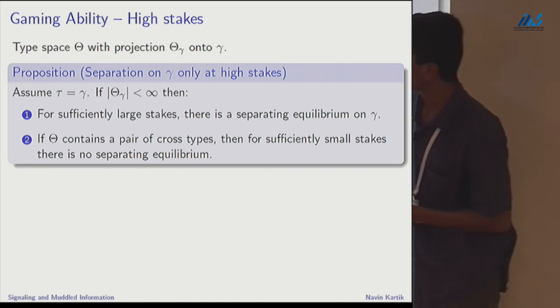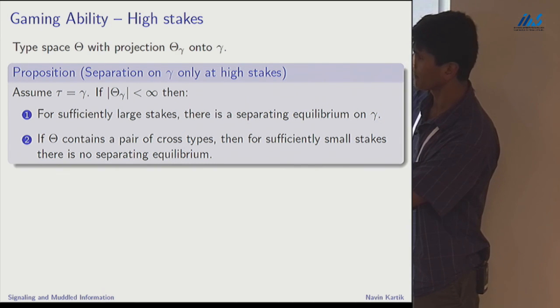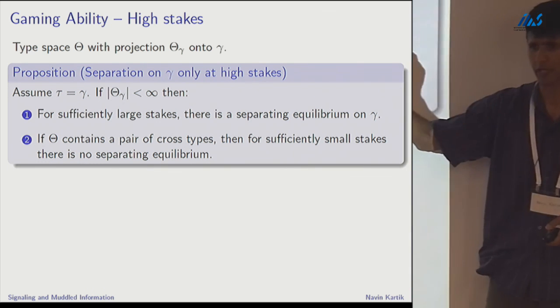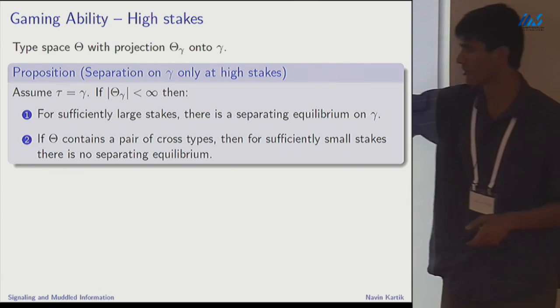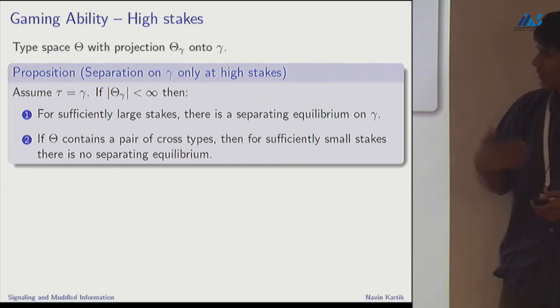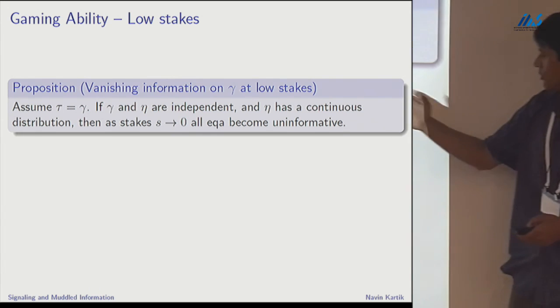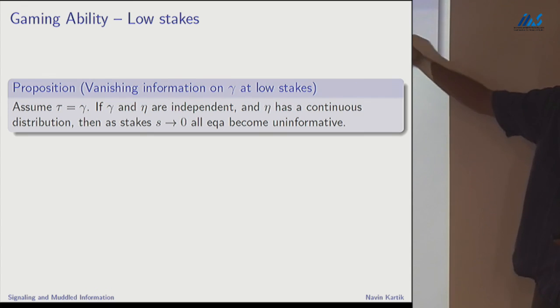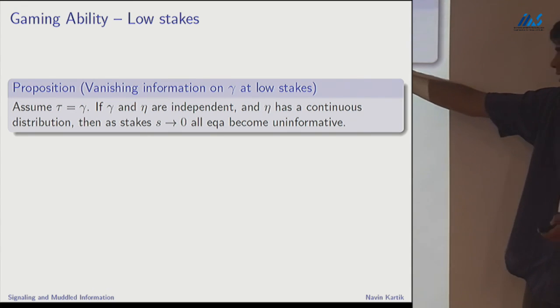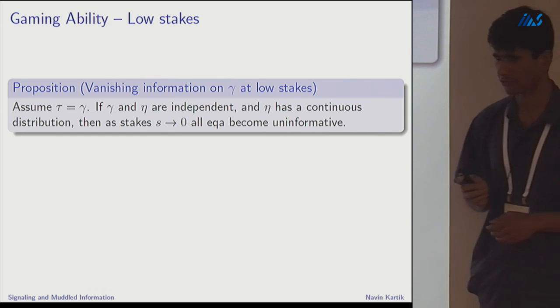It's essentially just the flip side, what you would expect. Now think about the case where the market cares about gaming ability. If you've got a finite number of gaming ability types, then for large enough stakes, there's going to be a separating equilibrium on gaming ability. And as long as there's at least one pair of cross types, then for sufficiently small stakes, you can't get separation. Moreover, if the distribution is independent across the two dimensions, and you have a continuous marginal on the other dimension, on eta now, then as stakes vanish, all equilibria are going to become uninformative. I leave the proof as a homework exercise.